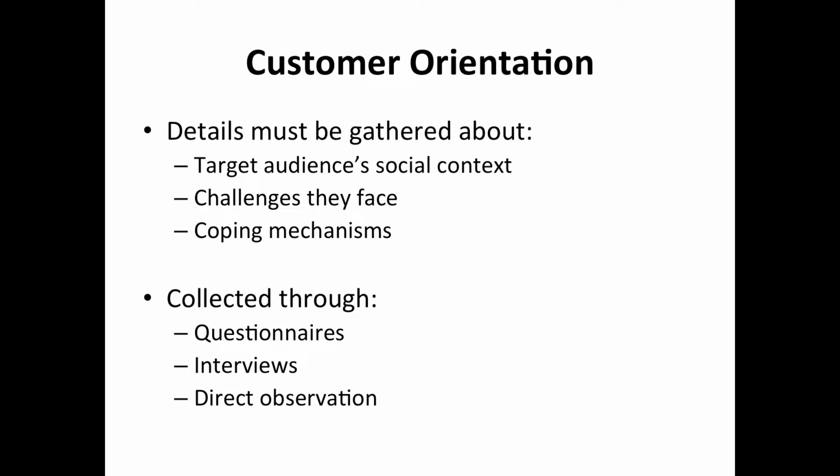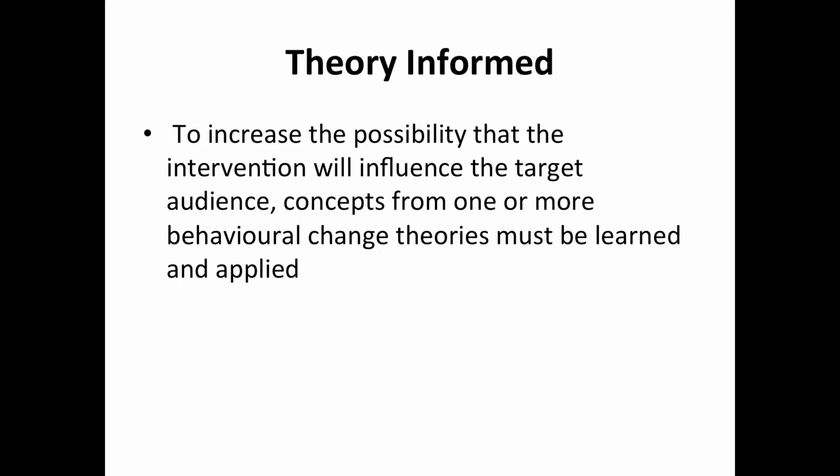The second concept in French et al.'s model is customer orientation. This refers to gathering details about the target audience's social context, challenges they face, and coping mechanisms. These are gathered through interviews, questionnaires, and direct observation. In order for a social marketing effort to be effective, it needs to be theory-informed. To increase the possibility that the intervention will influence the target audience, concepts from one or more behavioral change theories must be learned and applied.